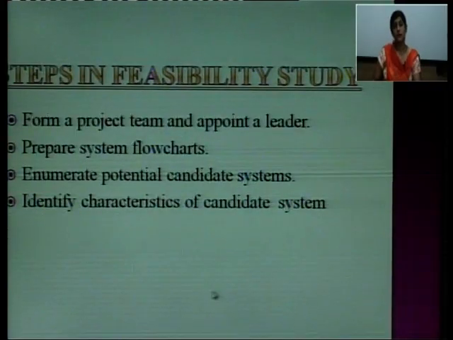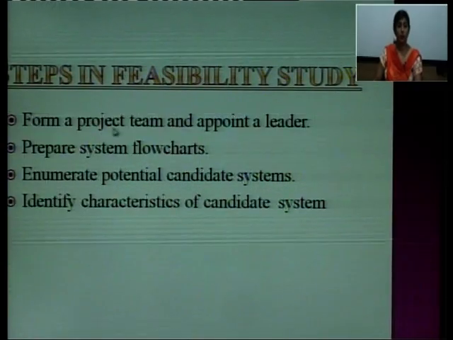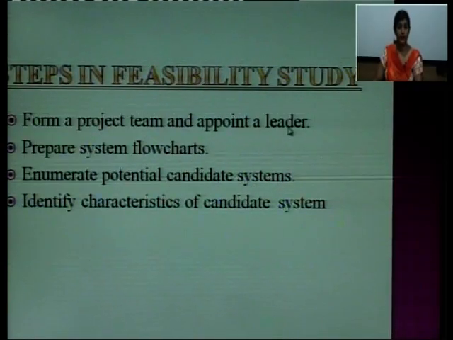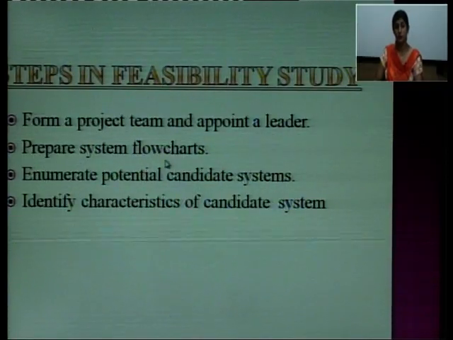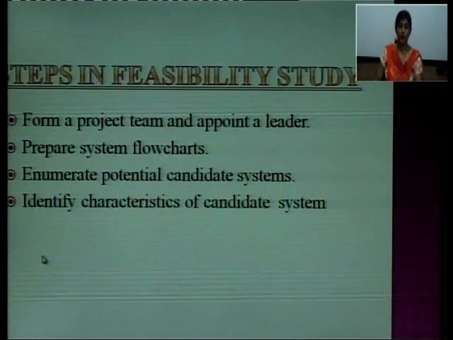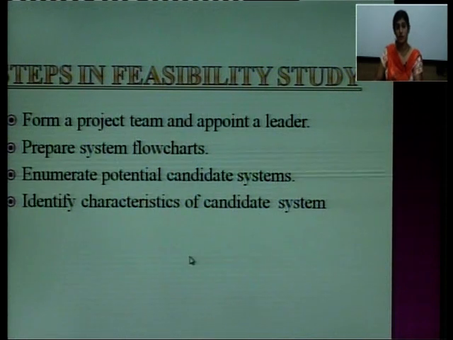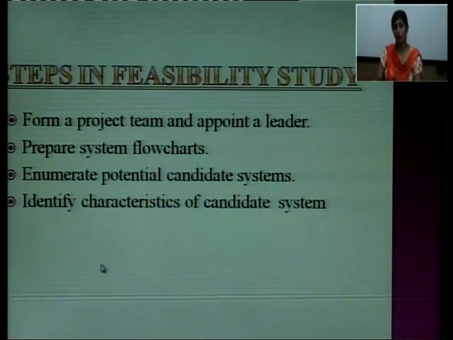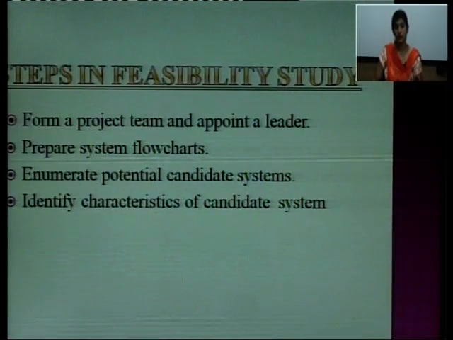Now, next is steps in feasibility study. First one, form a project team and appoint a leader. Prepare system flow charts, how actually your system will work. Enumerate potential candidate systems and identify the characteristics of candidate systems. Clear how actually feasibility starts. These are the steps you follow while studying the feasibility of that system.